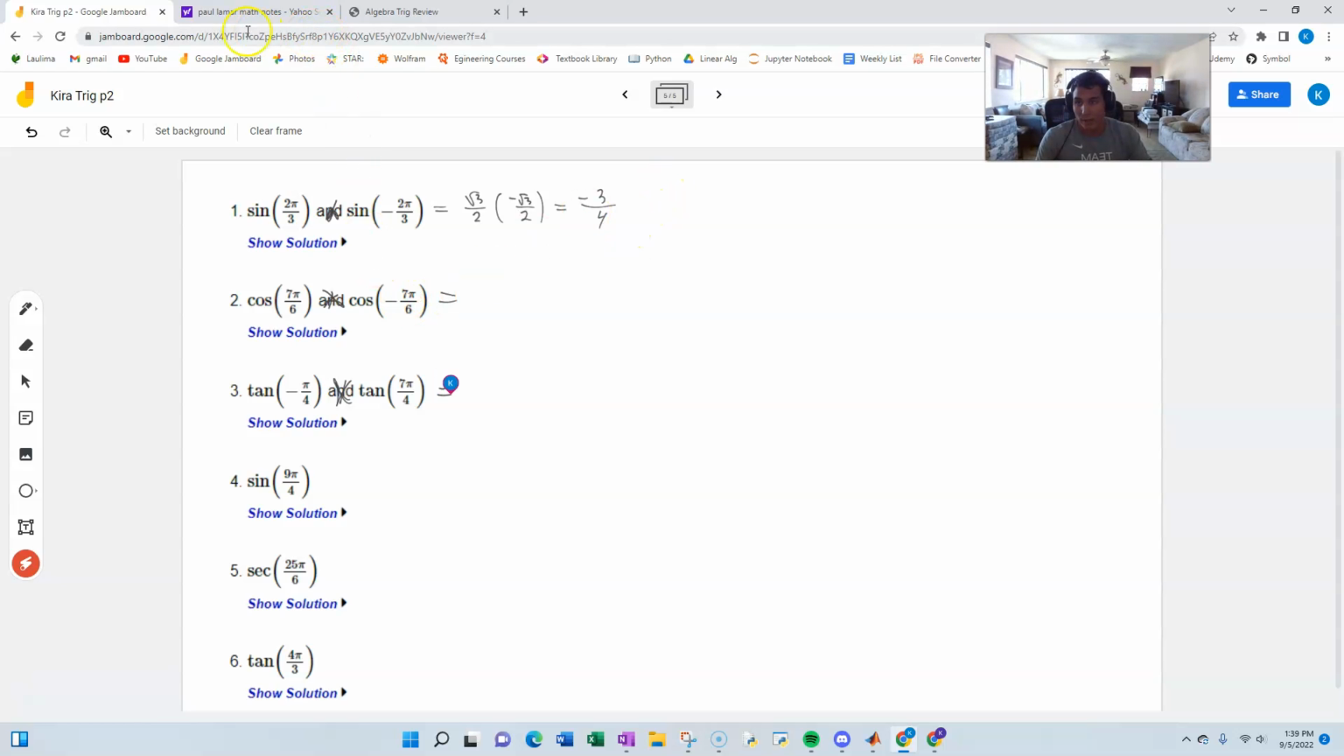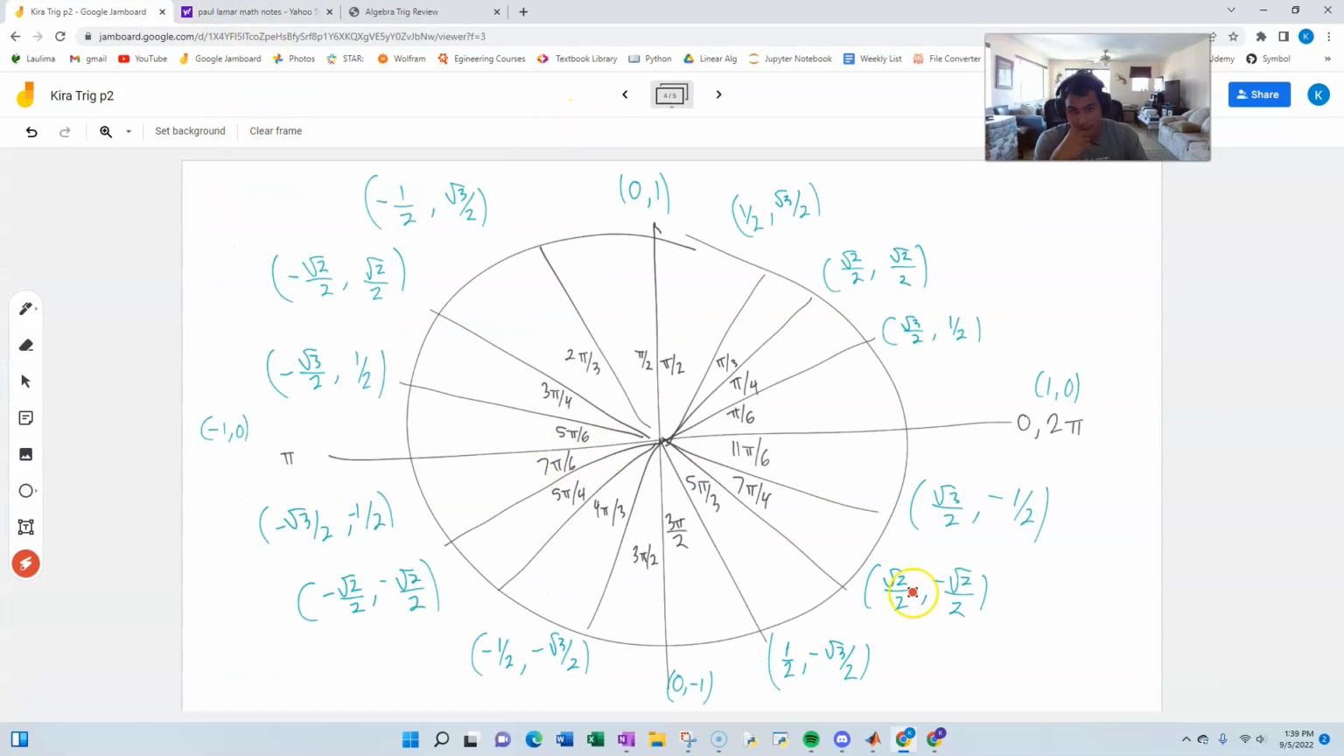Okay, cosine 7 pi over 6. Where's that? Okay. Here, it's this angle. What does it correspond to? It corresponds to these coordinates. And then cosine, we could read off it as negative square root 3 over 2.